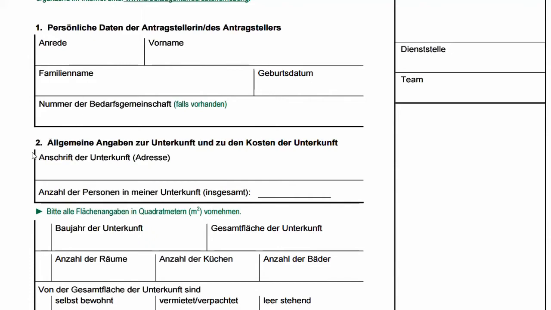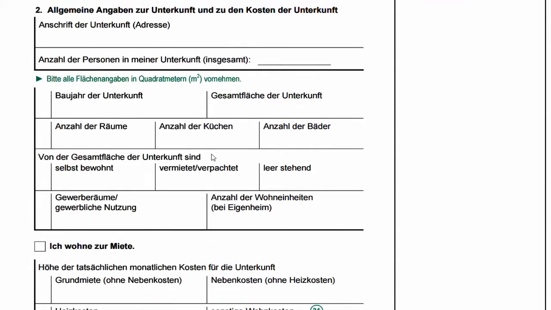Part 2 is about the general information about your accommodation and the costs for your accommodation. So here you write the address of your accommodation or the apartment or the house you have. And here you write the total number of the persons, including you, living in this apartment or in this house. Here you write the year of the construction of the accommodation.